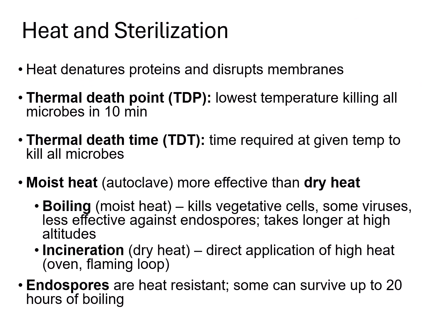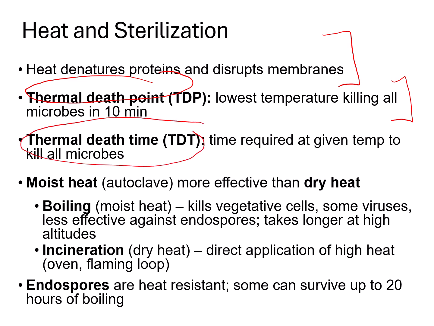settings. Heat is one of the most effective and widely used methods for killing microbes. It works by denaturing proteins and disrupting cell membranes. And we measure heat effectiveness in two ways. The thermal death point is the lowest temperature that kills all microbes in 10 minutes. The thermal death time is the amount of time needed at a certain temperature to kill all microbes.